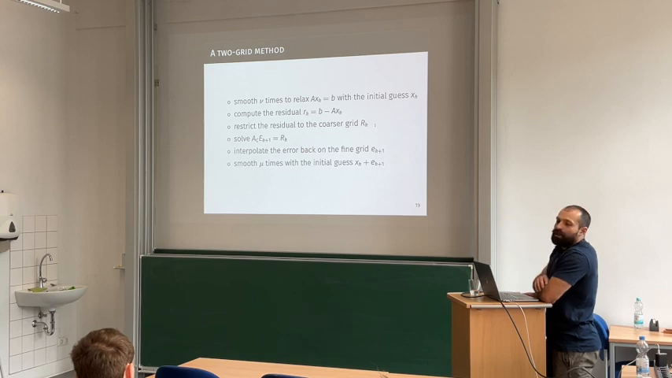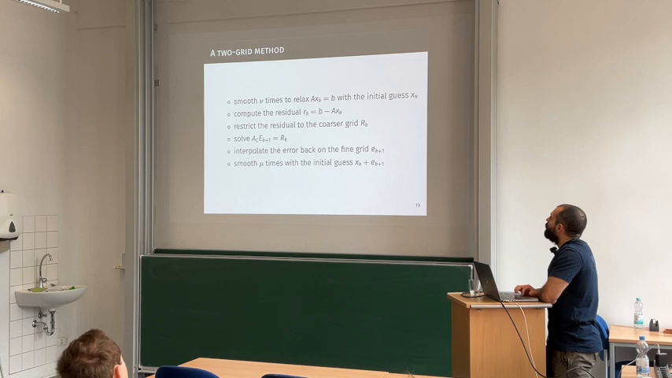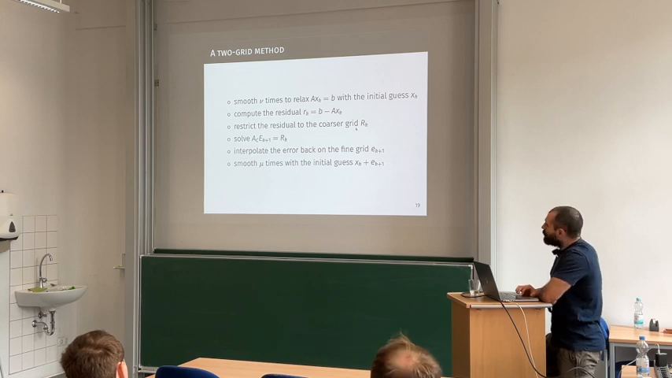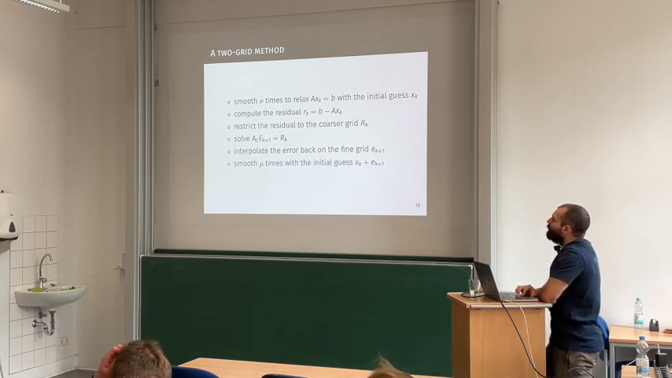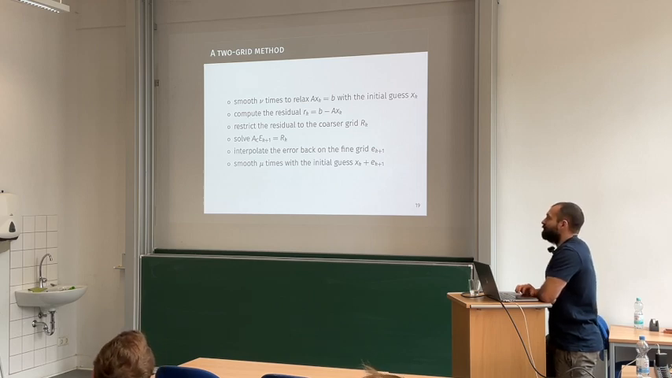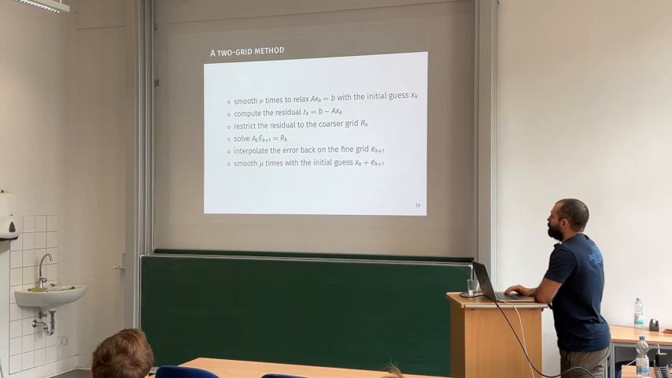If you just look at a simple 2D grid, you can write it like that. You first smooth your linear system with a very simple method like Jacobi with some initial guess. Then you compute your residual. You restrict your residual onto a coarser grid, and then you solve your coarse grid error using a coarse operator which is of lower dimension, and then you go back to the fine grid and so on and so forth. Of course, it's a two-grid scheme.